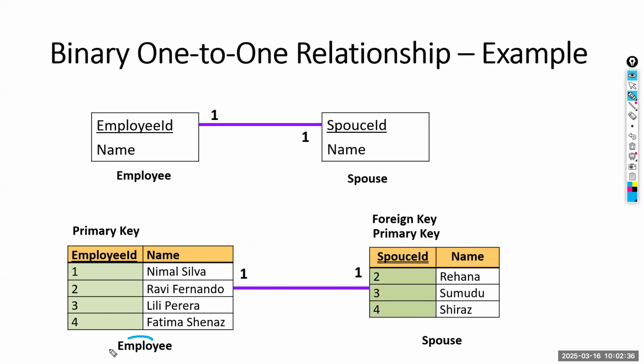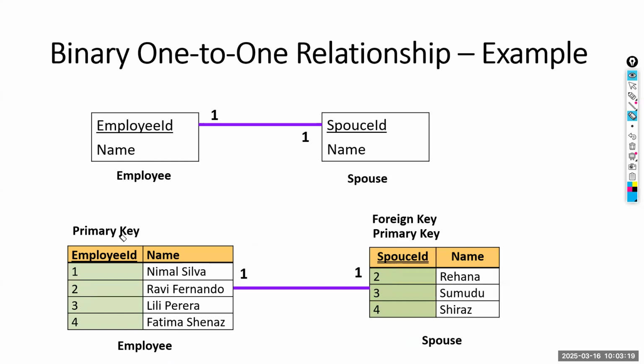So this is my employee table. This is my spouse table. If Rehana is the spouse of Ravi Fernando, then Rehana's spouse ID primary key must be the same as the primary key of the related employee in the employee table. If Sumudu is the spouse of Lily or whatever, that primary key must match, and then of course you can't go for auto number. Here the primary key is not an auto number. You must enter it manually, and that value must be the same primary key that you use in the employee table. So that is the second approach.